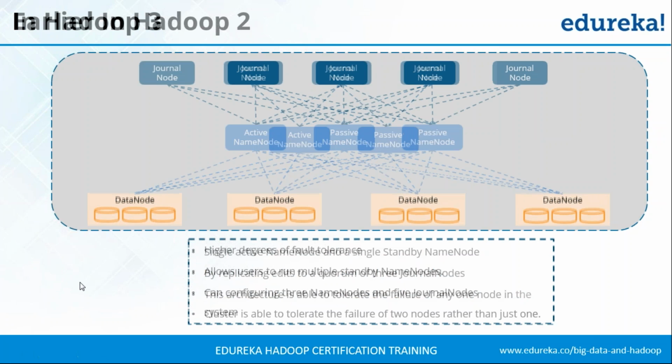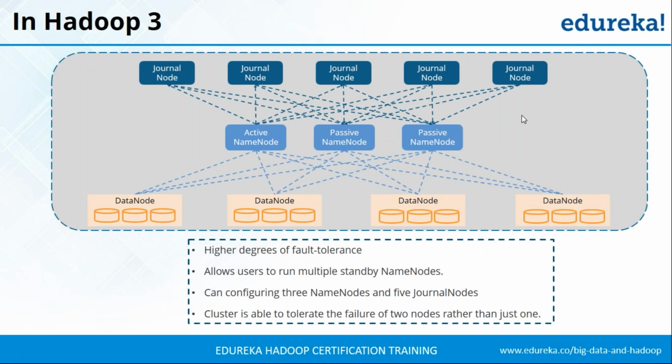Now let us see Hadoop 3. What are the changes? So in Hadoop 3, we actually have 3 name nodes. That is, one active name node and 2 passive name nodes. And apart from that, we have 5 journal nodes. And as I've told you earlier as well, these are used in order to synchronize these multiple name nodes. So this architecture actually provides high availability because even if 2 of your name nodes fail, we have one more name node that can take its place.